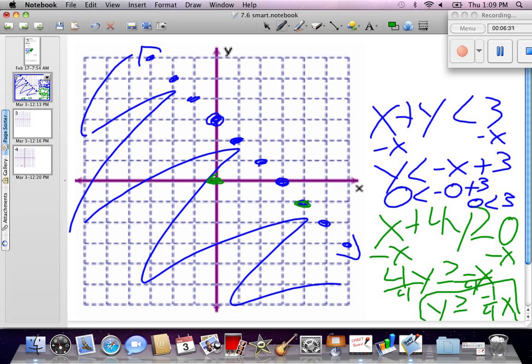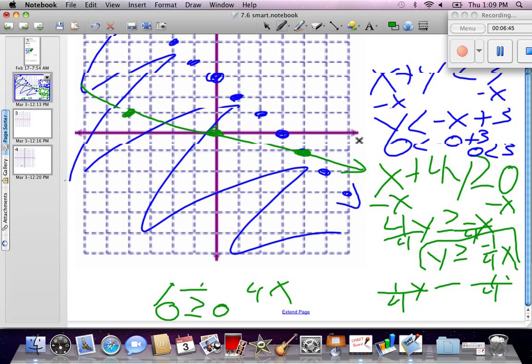Okay, so I start at 0 because nothing's being added or subtracted. And I'm going to go down 1 over 4 or up 1 over negative 4. And it is a solid line.